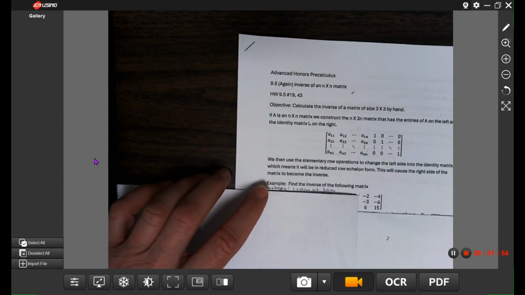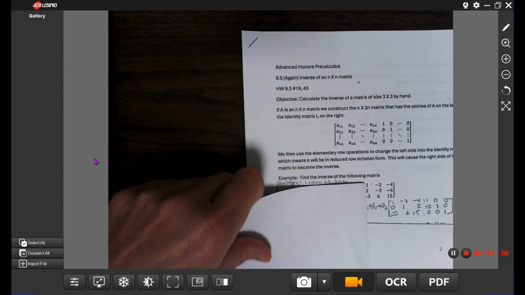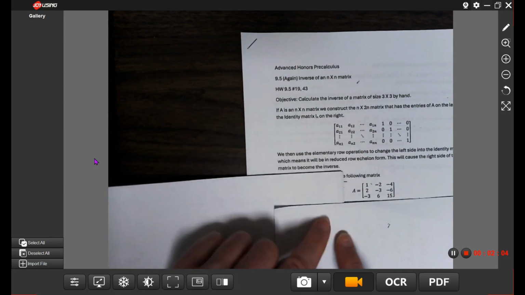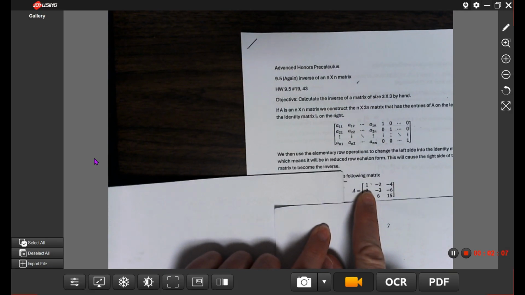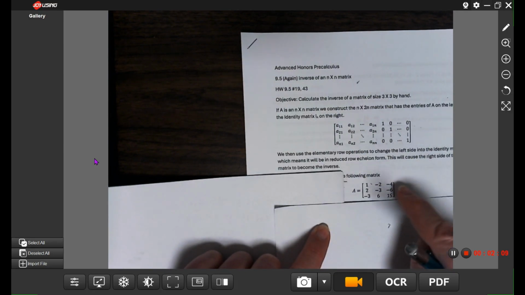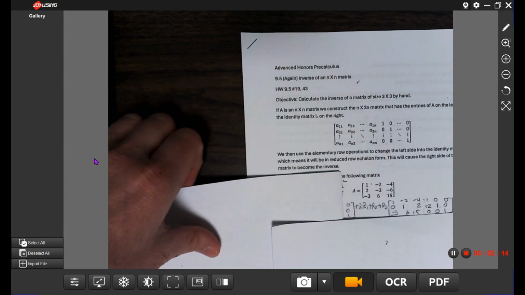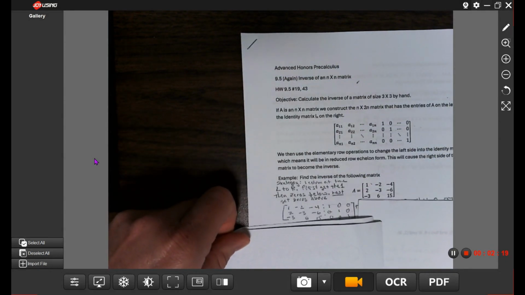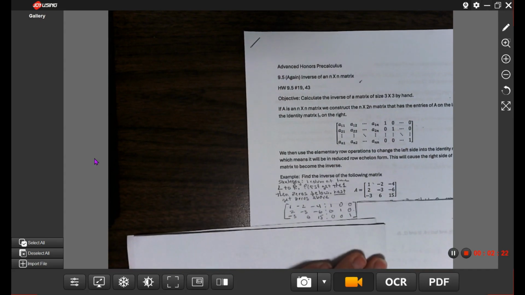So we are going to find the inverse of this matrix. So the first thing we have to do is construct a matrix that looks like this. So we take this matrix and put it on the left, and we make it wider with a 3 by 3 identity on the right. So it's going to look like this. So I've got my A matrix on the left, and I've got an identity 3 by 3 on the right, so ones on the diagonal and zeros above and below.